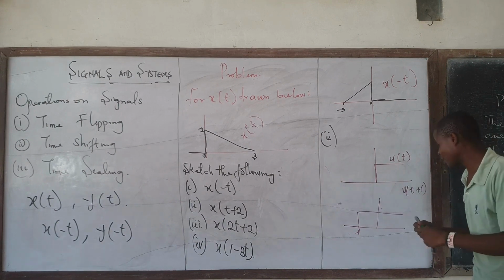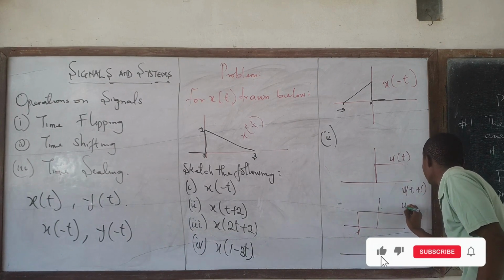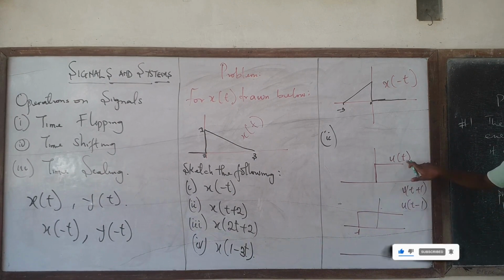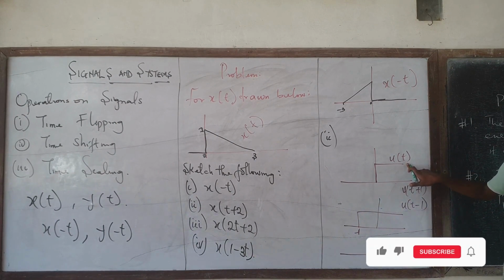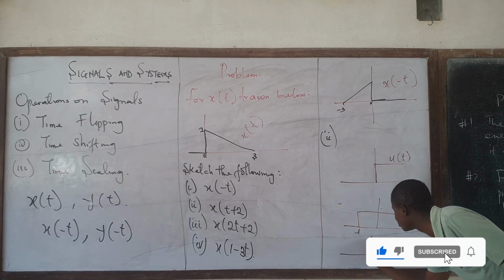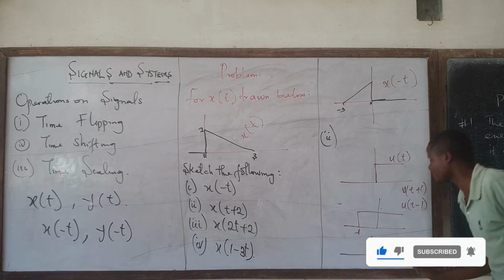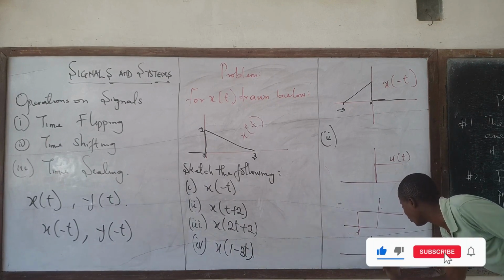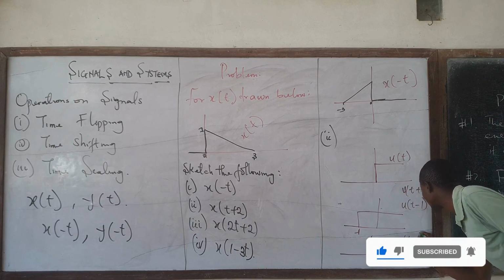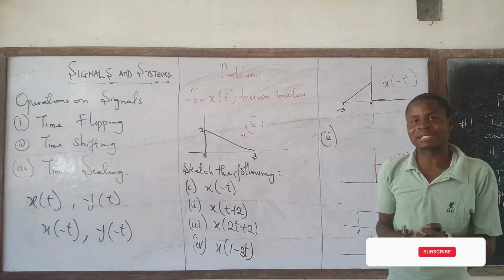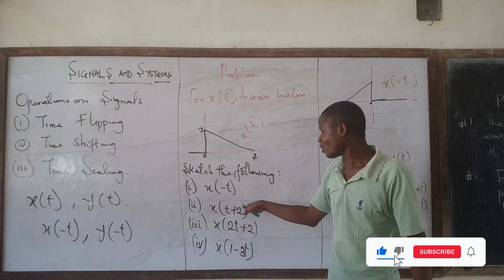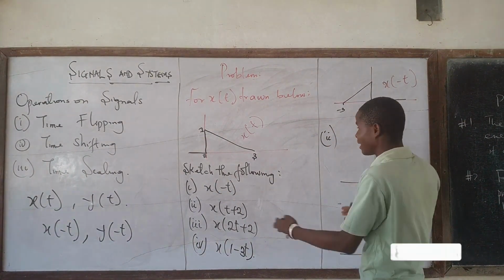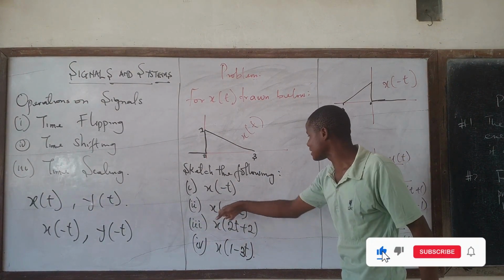In the same way, if I want to find u of t minus 1, this is telling you I have delayed u of t by 1 second or 1 period. I'm going to draw this like this, starting after the 0 axis on the positive side. Then I'm going to write 0, then 1. This is u of t minus 1. I think this is just like a prelude to how we are going to solve this. By now it should be clear to you how we are going to draw this x of t plus 2.